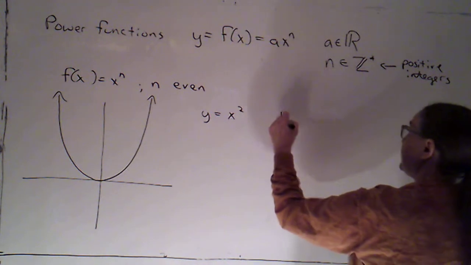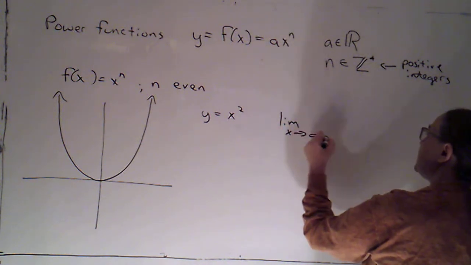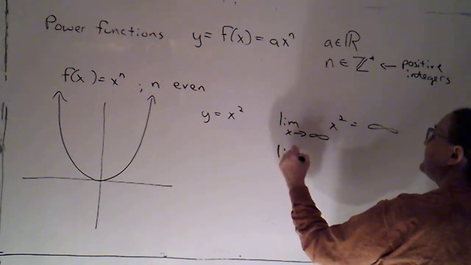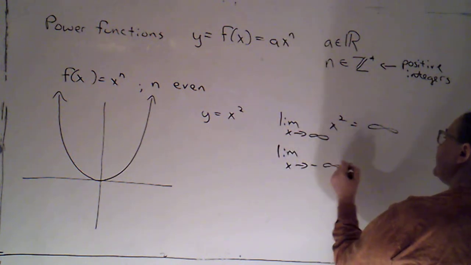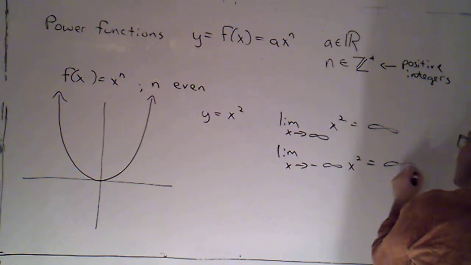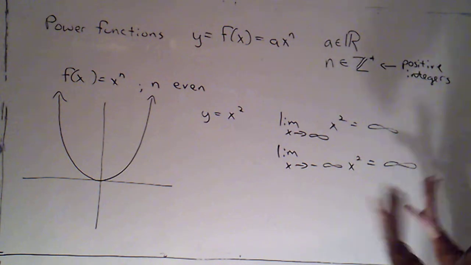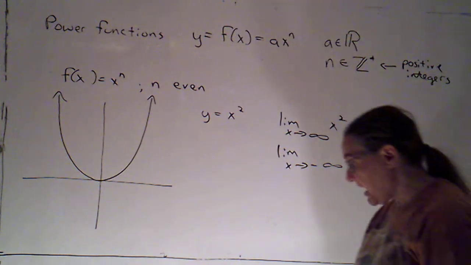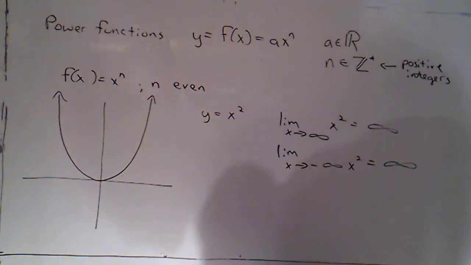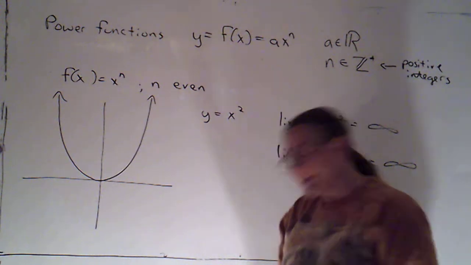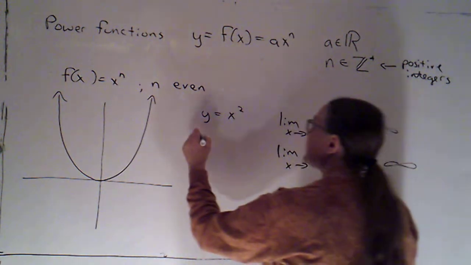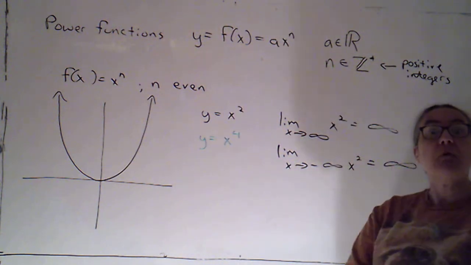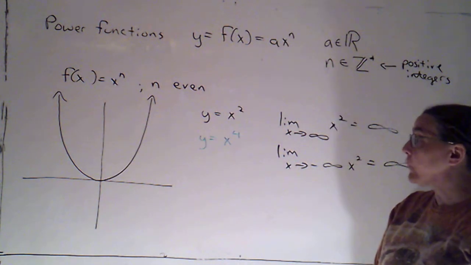So I can say that the limit as x goes to infinity of x squared is infinity, and the limit as x goes to negative infinity of x squared is also infinity. Doesn't matter whether I'm going left or right, the function goes up. All right, let's take a look at another even power. The next positive even number we have would be 4. So let's look at y equals x to the 4th.